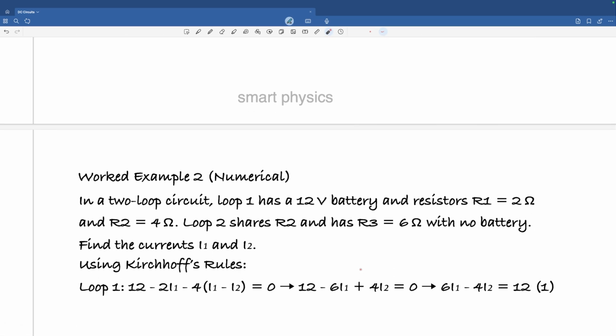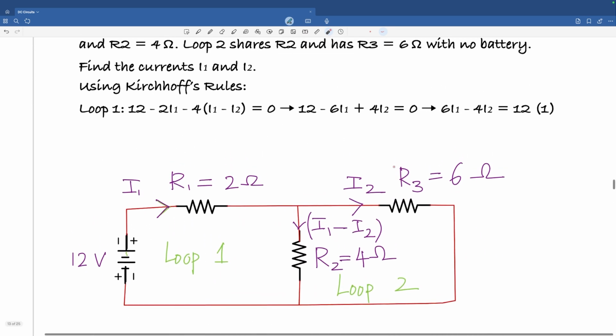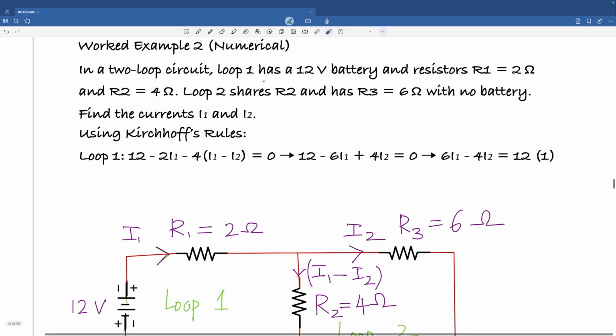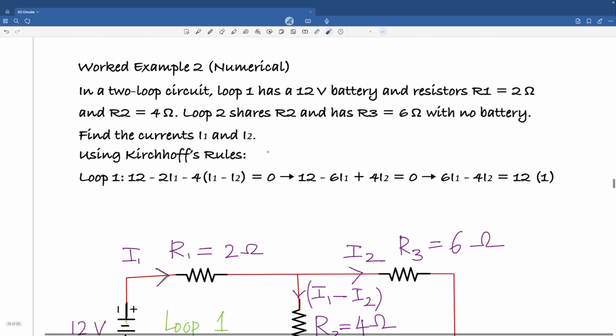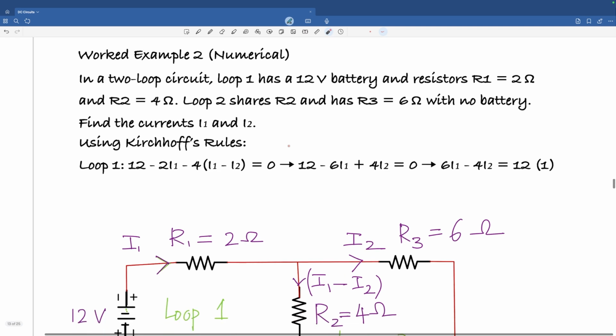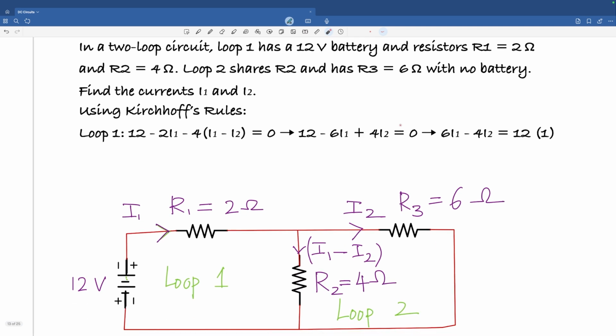So here is a very simple example that's worked out. And I've drawn it. It's a 2-loop circuit. Loop 1 has a 12-volt battery and resistors 2 ohms and 4 ohms. So that's loop 1, 12-volt battery, and you have 2 ohms and 4 ohms. And then loop 2 shares R2, and has R3, 6 ohms with no battery. So there's no battery in loop 2. Find the currents I1 and I2.